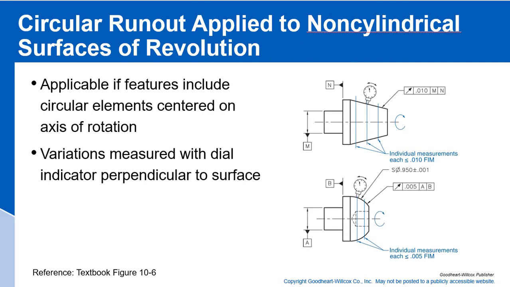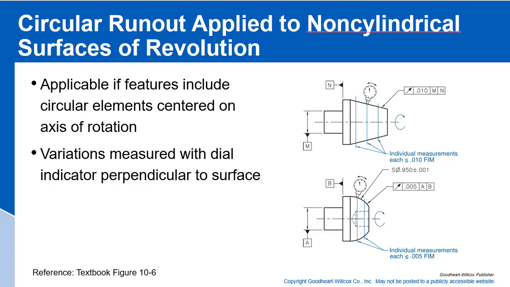Now let's talk about non-cylindrical surfaces of revolution. In this case we're talking about a cone here. These runout tolerances are applicable if features include circular elements centered on an axis of rotation. And this cone does have circular elements, as drawn here, centered about this axis of rotation. And variations are measured with a dial indicator perpendicular to that surface.